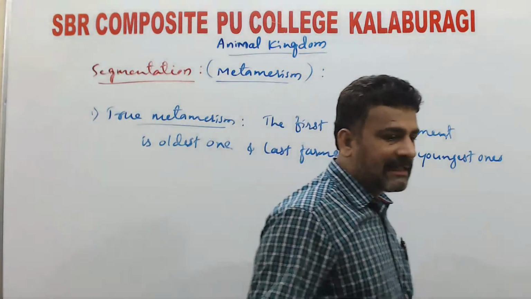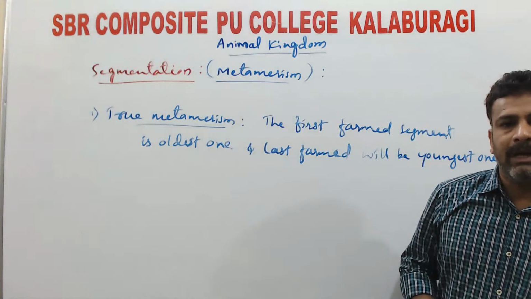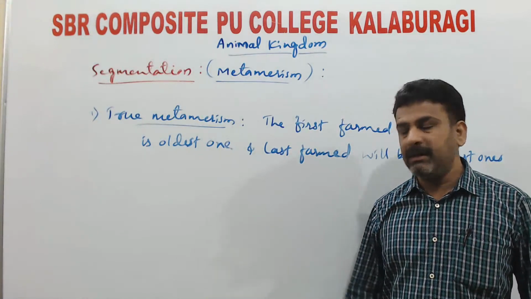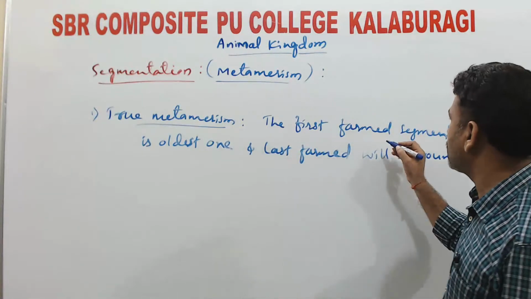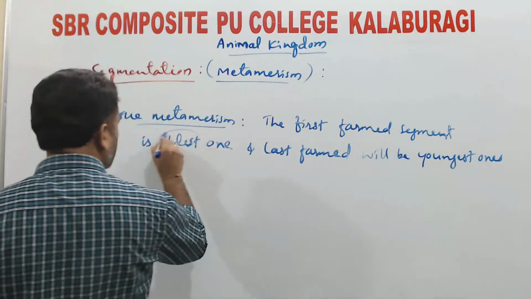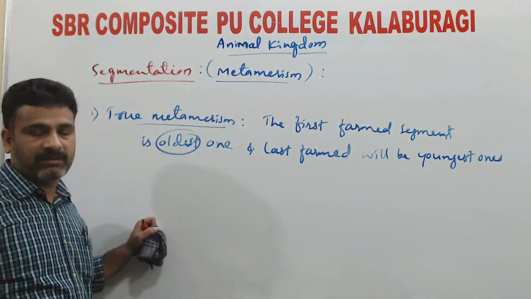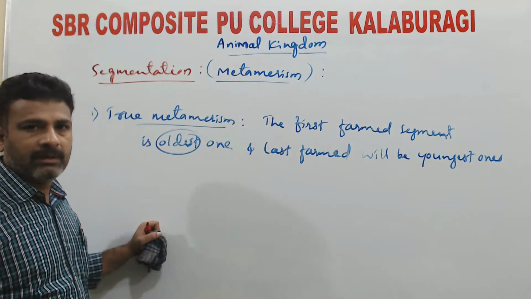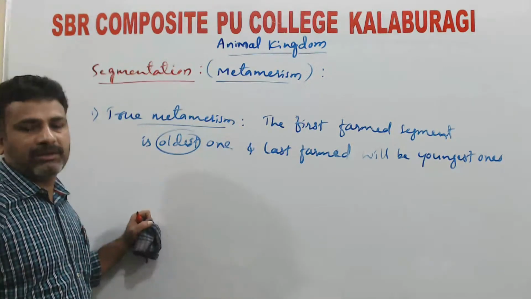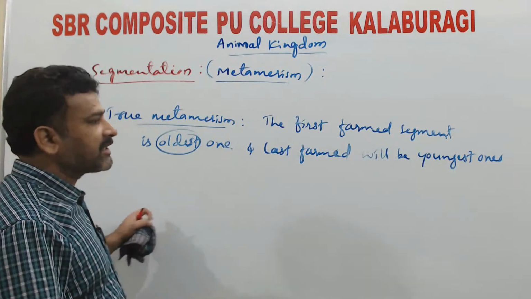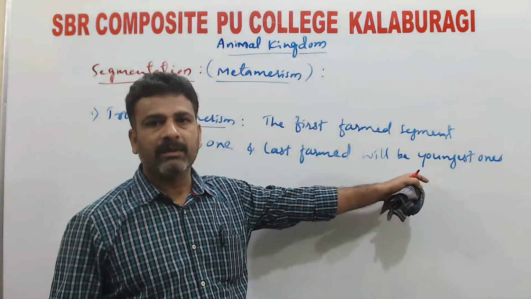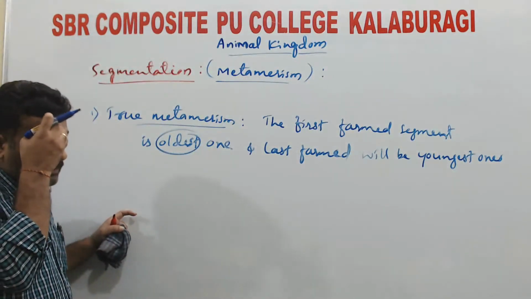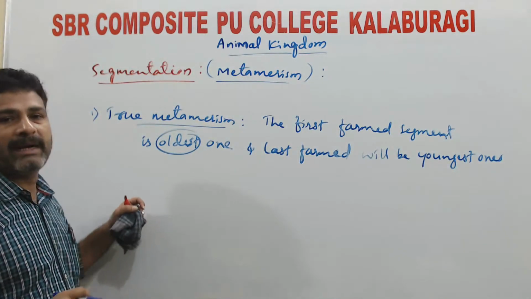The first formed segment is present towards the anterior surface of the body, otherwise it is present towards the posterior surface of the body. But these first formed segments are the oldest ones. These are old segments because these are first formed from the developing embryo, and these are becoming old ones. And the last formed segments will be the youngest ones. So that is called true metabolism.